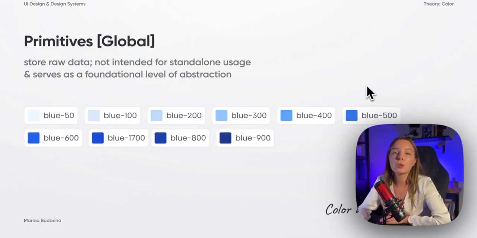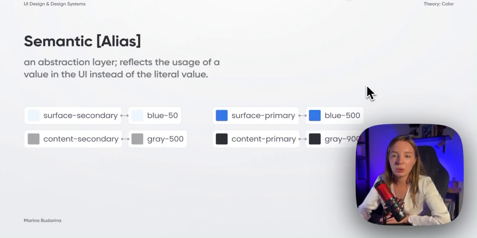Here it is good to use literal color naming like red or blue and a numerical scale, where 50, for example, is the lightest and 900 is the darkest. That's the approach I personally use. The next one is semantic tokens. They are our abstraction layer. They reflect the usage of a value in the UI instead of a literal value.